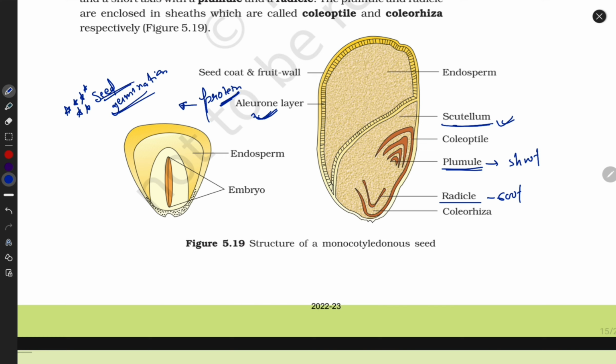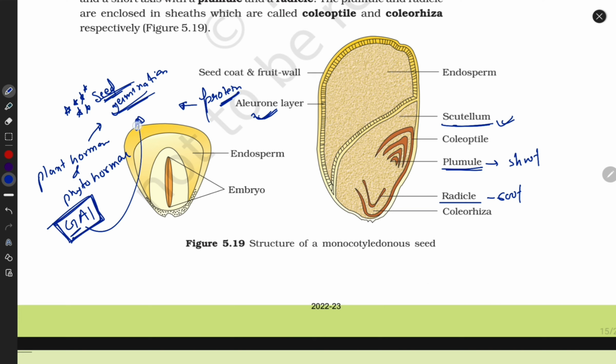And now, who promotes this seed germination? You already studied about plant hormones. Another name is phytohormone. And the credit for seed germination goes to gibberellic acid. Yes, guys. This is a NEET level question, IIT JEE level question. Which phytohormone promotes seed germination? The credit goes to gibberellic acid. This is the phytohormone, the plant hormone. They promote seed germination.